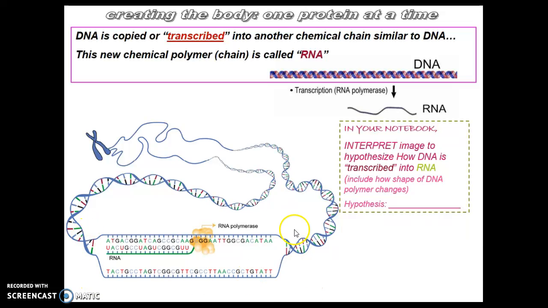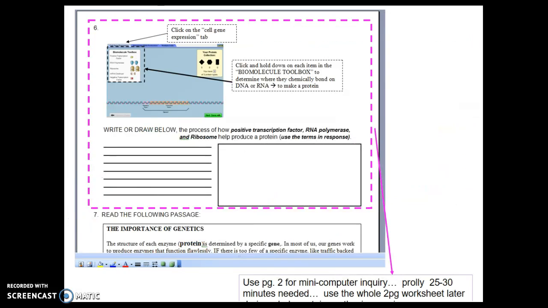This is where it's most important to visually look. So describe how the shape of DNA changes, and also interpret what the RNA polymerase is doing. What do you see it doing? Make sense of this image right here and how it represents transcription. And that's the task for that page.